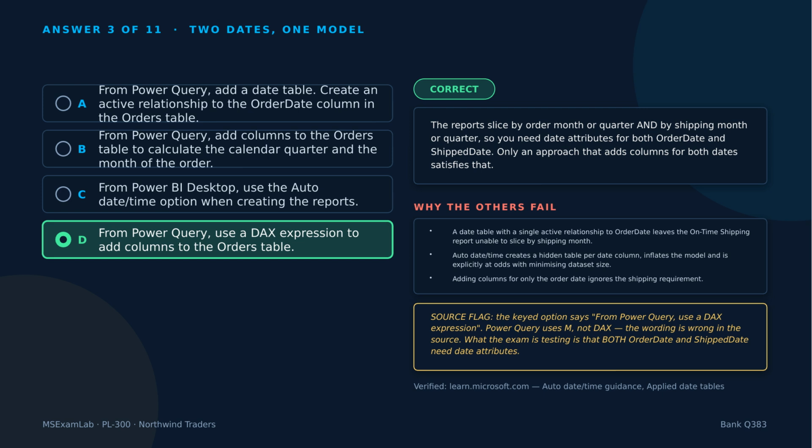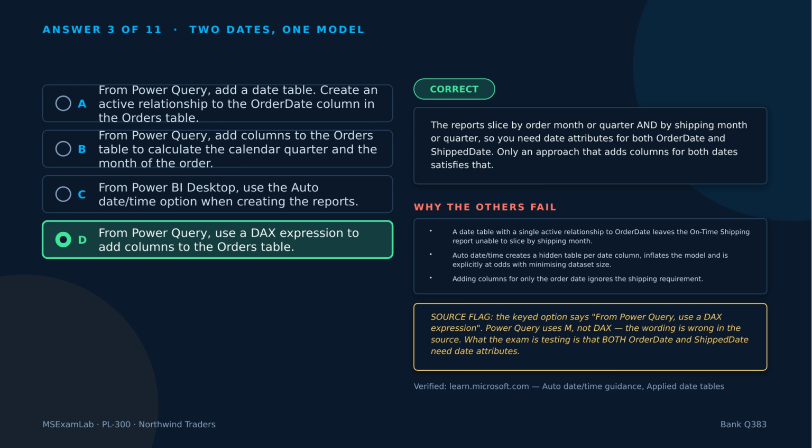A date table with a single active relationship to order date leaves the on-time shipping report unable to slice by shipping month. Auto date time creates a hidden table per date column, inflates the model, and is explicitly at odds with minimizing dataset size. Adding columns for only the order date ignores the shipping requirement.